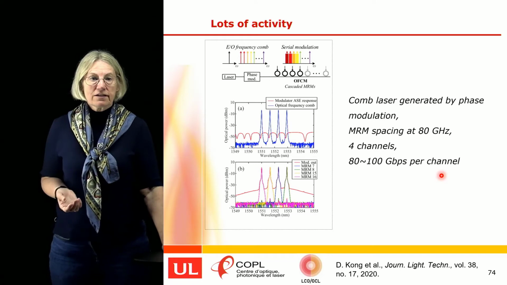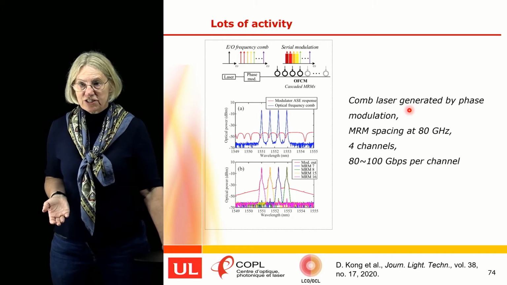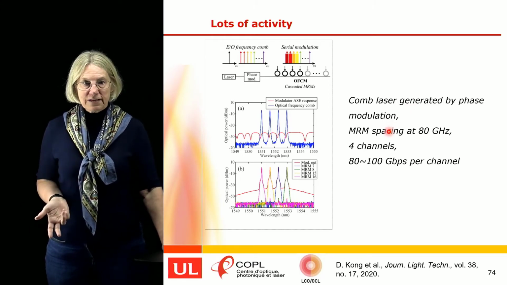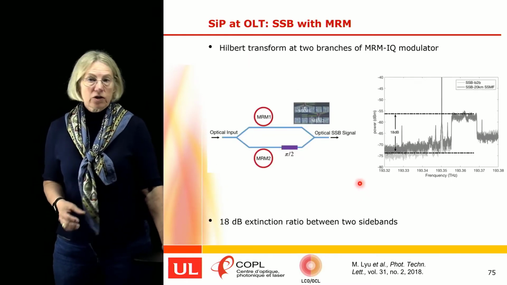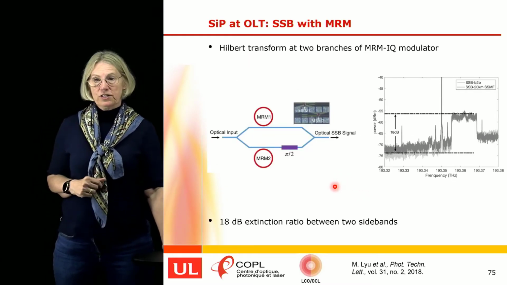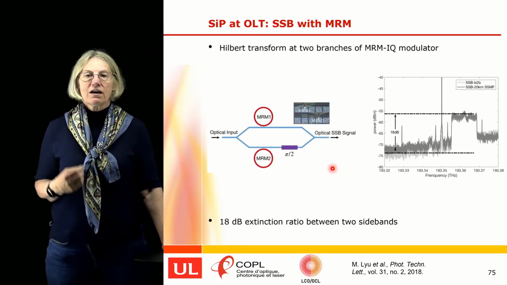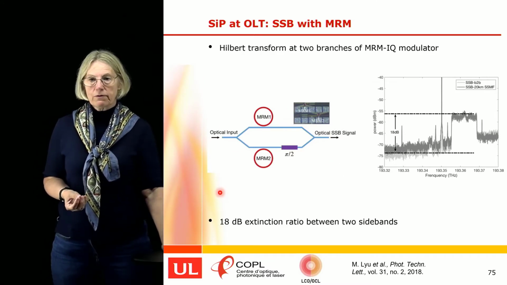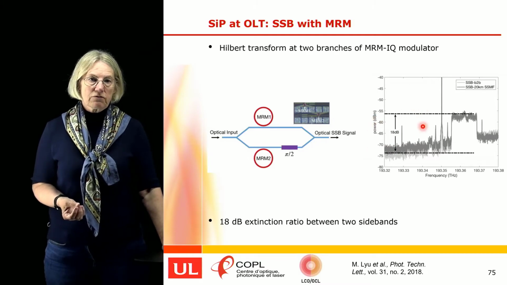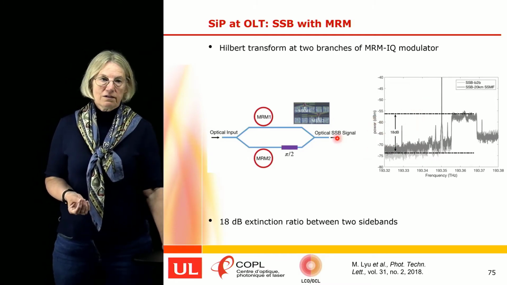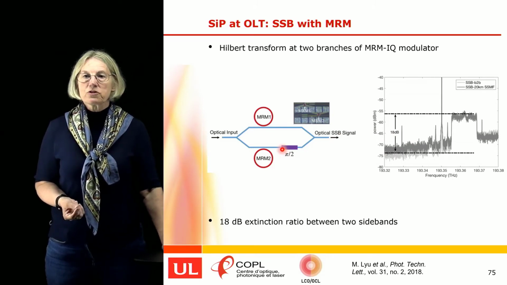More recently, there has been work by Kong looking at a comb laser generated by phase modulation, and in this case there was a 4-channel demonstration, and again very high bit rate. We have been looking in particular at single sideband modulation, so we took our IQ formulation, Mach-Zehnder interferometer form for the two microring modulators, and demonstrated that we could get very good sideband suppression, over 18 dB, when using them to avoid chromatic dispersion induced fading.